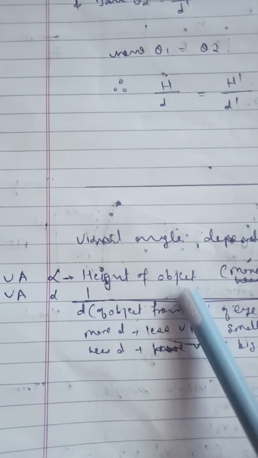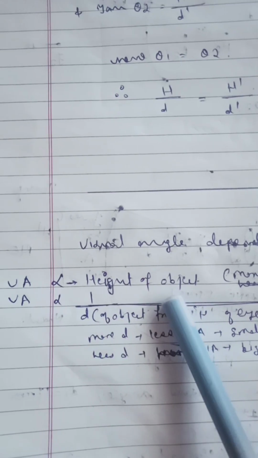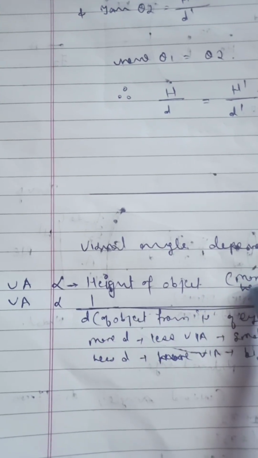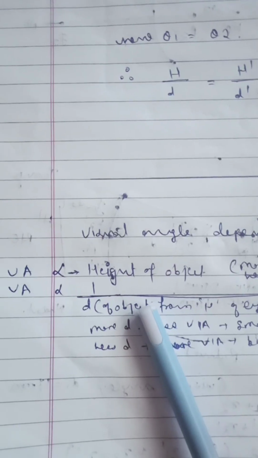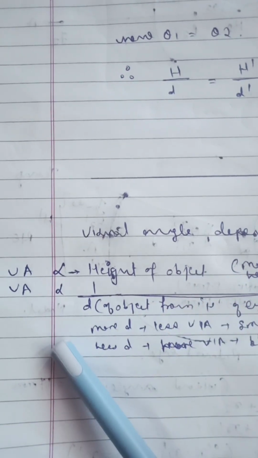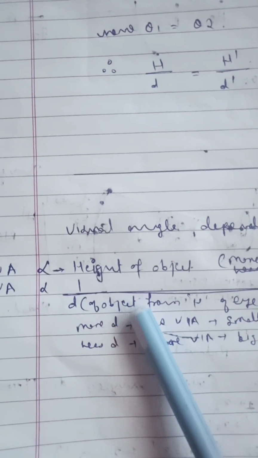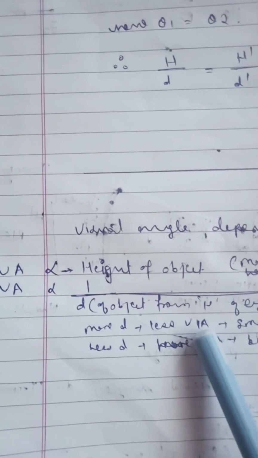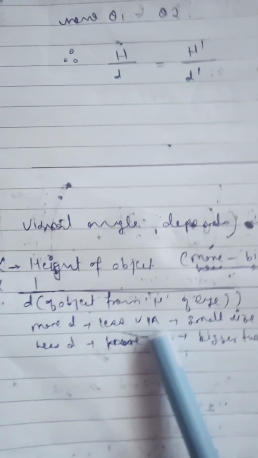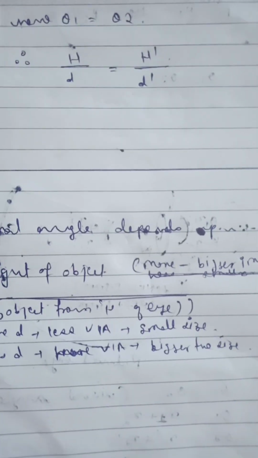This visual angle depends upon the height of the object. It is directly proportional to the height of the object. If the angle is more, then the object seems bigger. If the same object is at a distance, the visual angle is inversely proportional to the distance of the object from the nodal point of the eye. If it is more, then the visual angle will be less, and the object will look smaller in size.